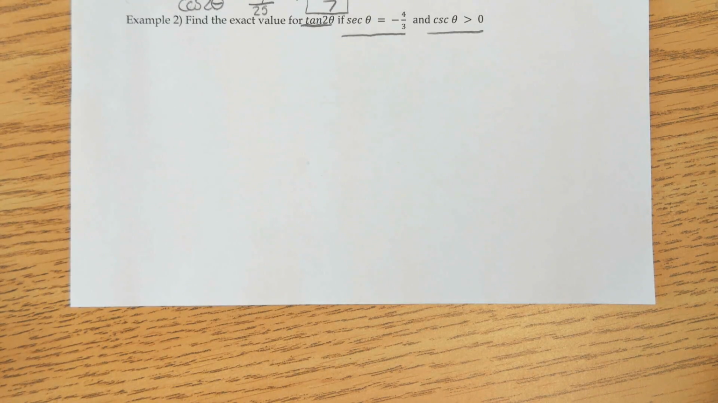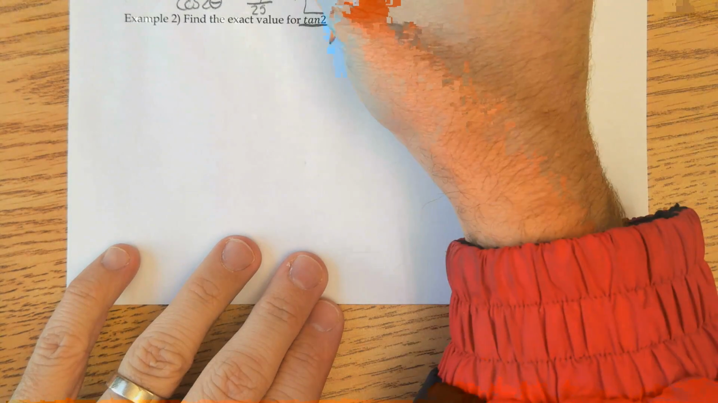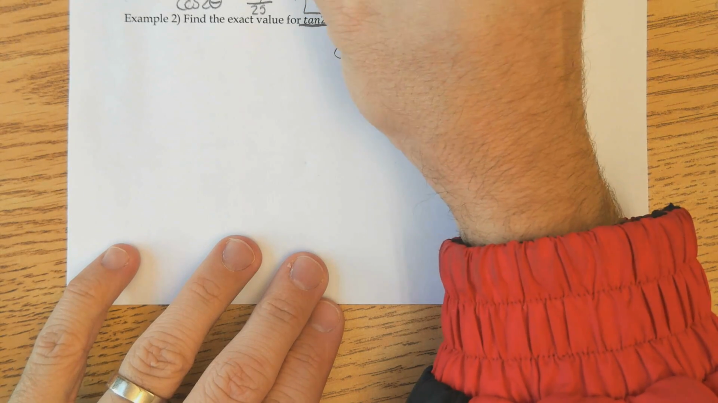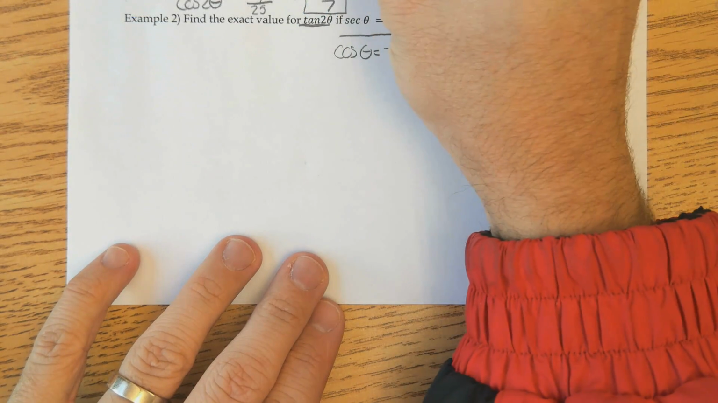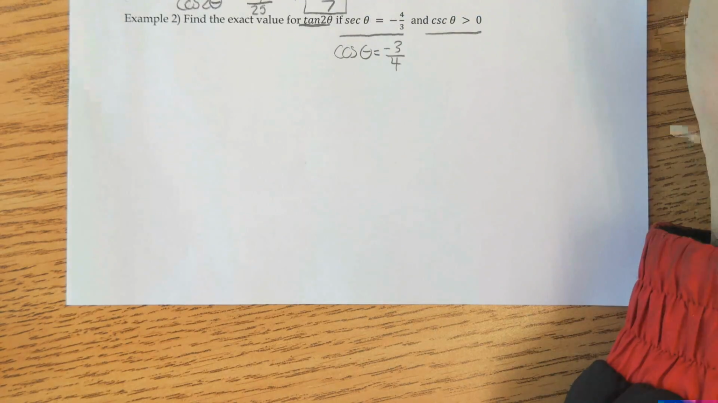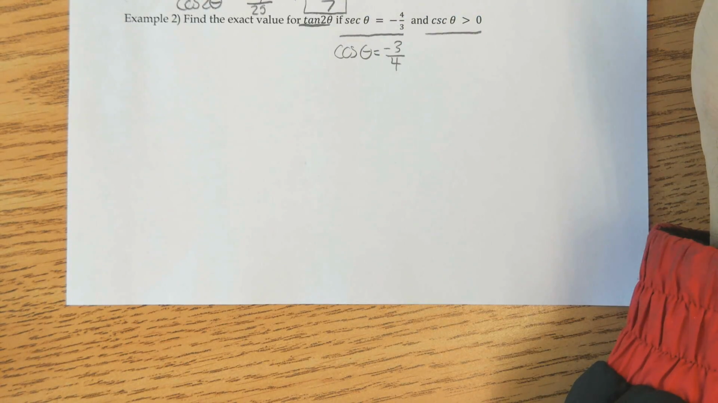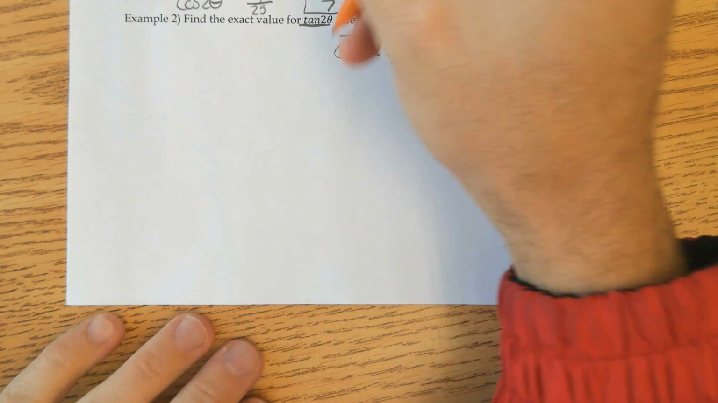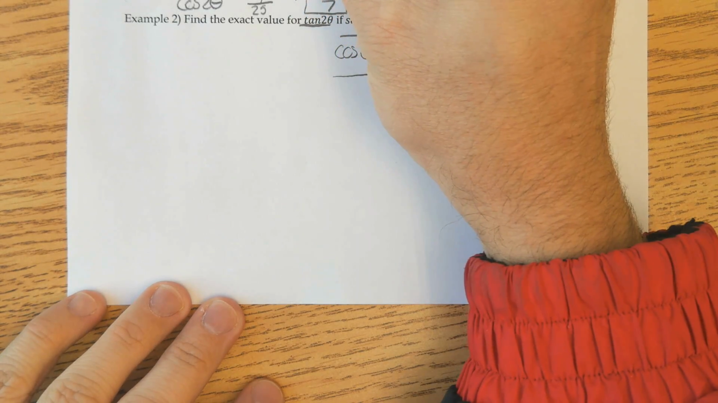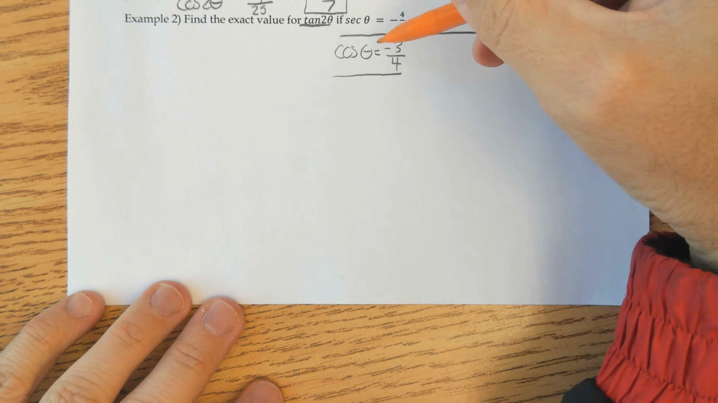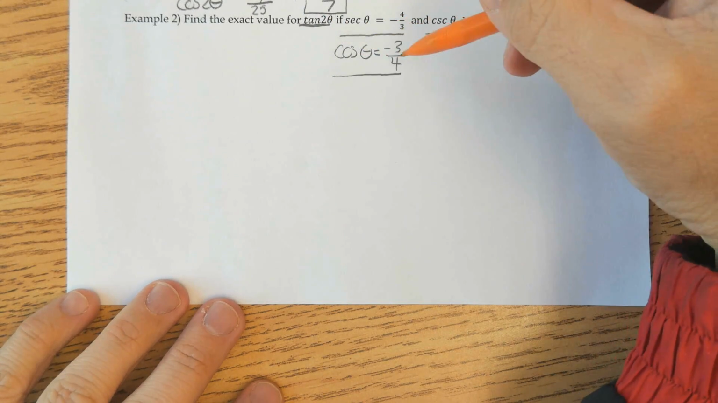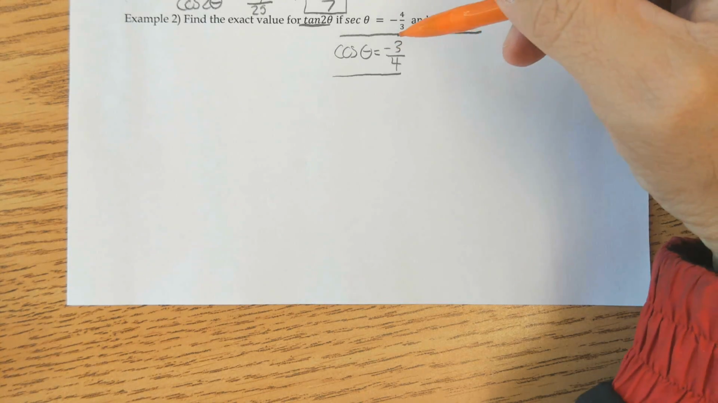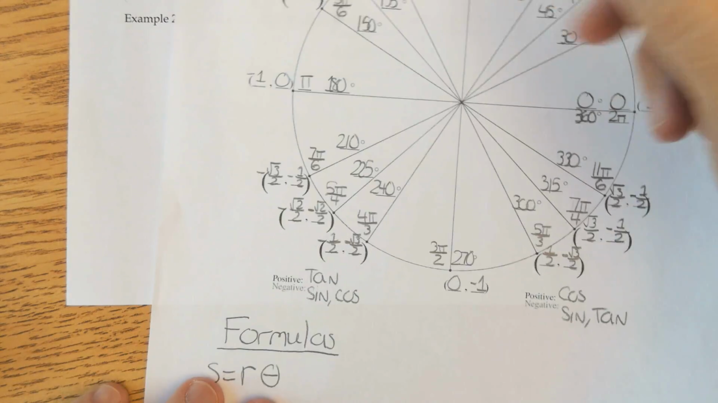So what I'm going to do is change this secant to cosine. Remember, it's the reciprocal, so cosine of theta is equal to negative 3 over 4. Now, what we need to determine is where my triangle can possibly fall with cosine of theta equals negative 3/4. I'm not too worried about the 3/4. Really, what is going to help me is the negative sign.